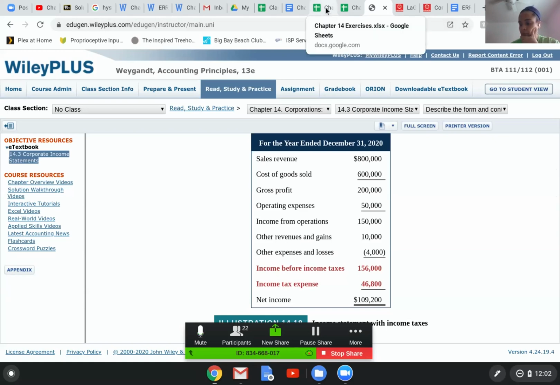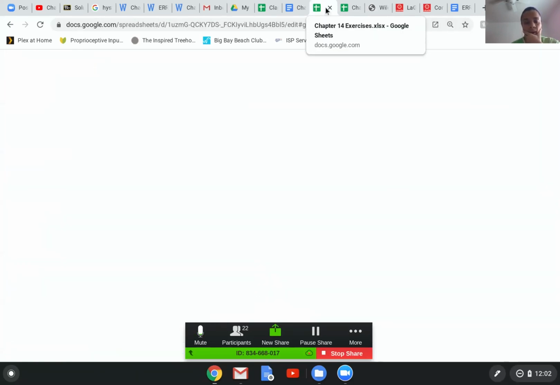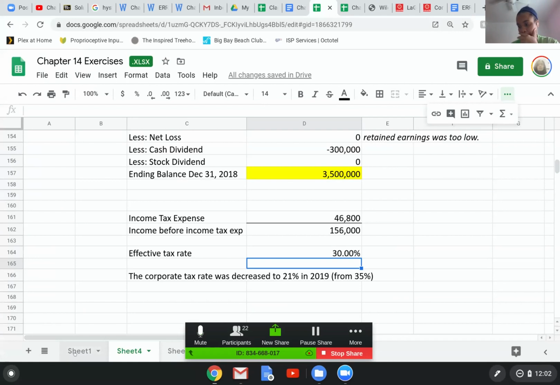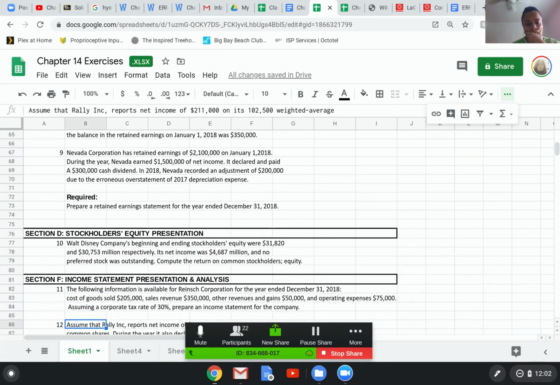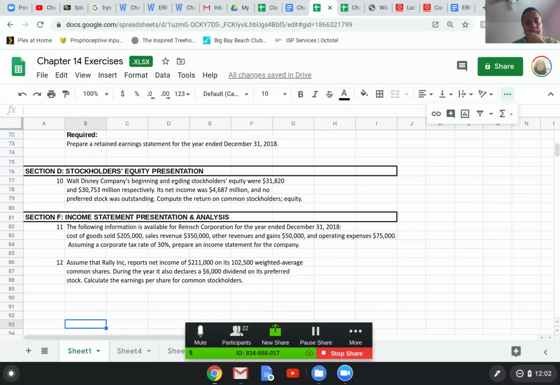Okay, so let's go and look at a quick example. I'm going to skip over this example. I'll come back to do the calculation for return on stockholders' equity. So let's just do number 11.